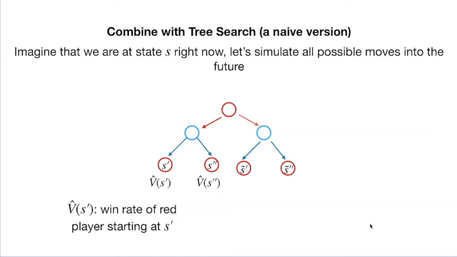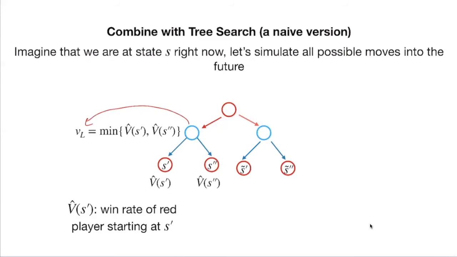So the first thing we do is, here you should think about this V hat S prime as the winning rate of the red player starting at S prime, because this is the turn where the red player is trying to play. So what's the goal of the second player? The second player is the blue player. The blue player's goal is to minimize the winning rate of the red player. So the value at this blue node is actually the min of the value of its two leaves, because think about what a blue player would do here.